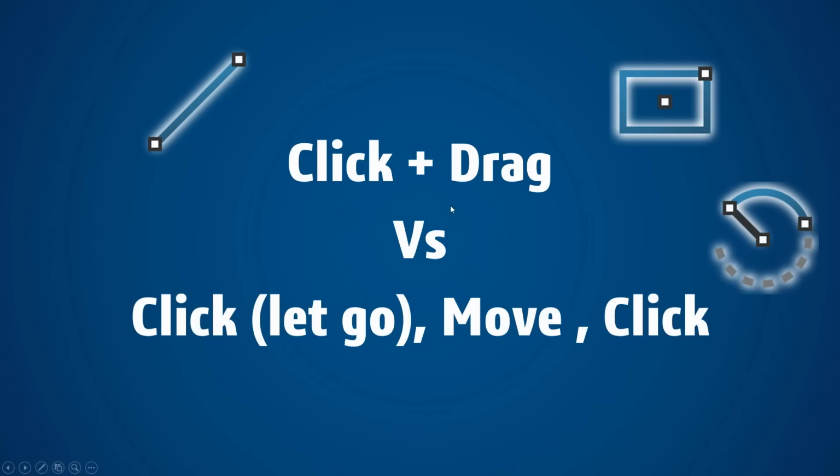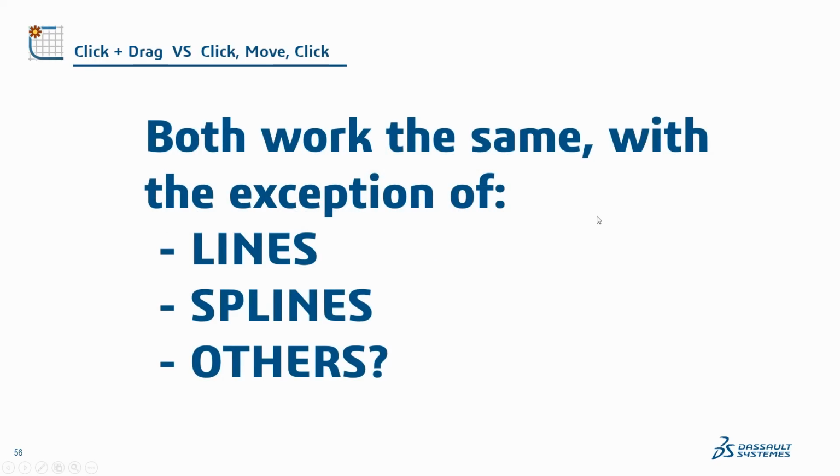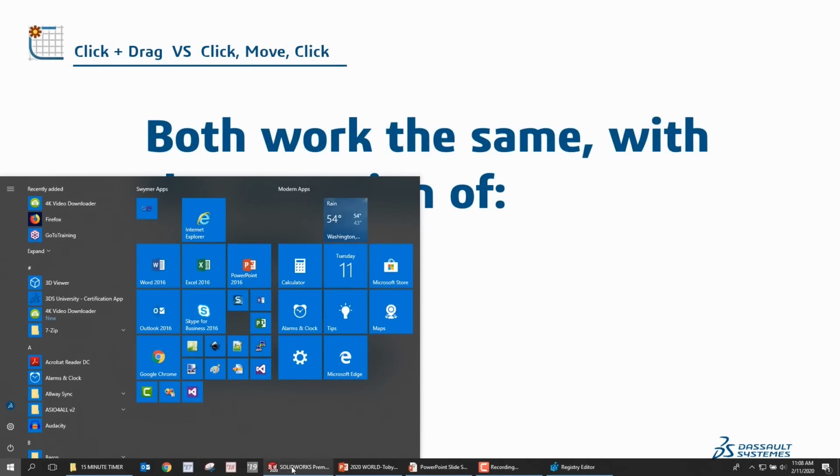2 different camps, right? Who does click and drag when they create sketch geometry? Okay, a few people. Who does click, let go, move, click again? Okay, few people, great. And who chose not to answer? Nice. That's my people. All right, cool. So there's 2 ways to create lines, arcs, circles, rectangles, etc. Both of these work the same except for lines, splines. Maybe there's some others, but mainly it's just lines and splines.